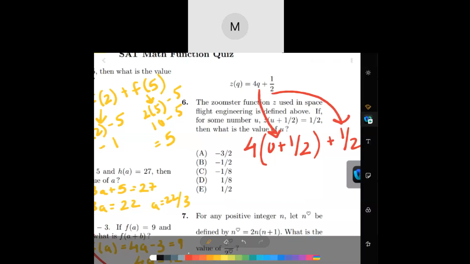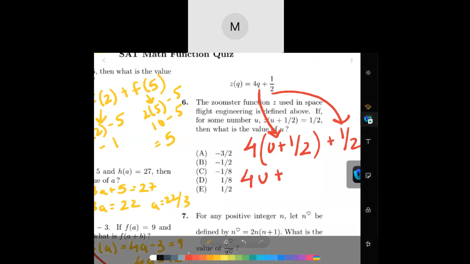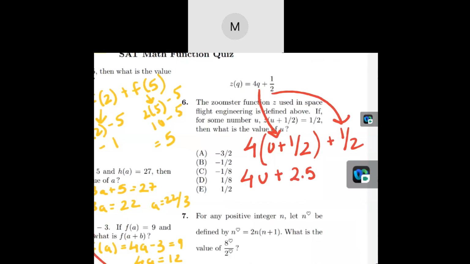If I just expand this, that's 4u plus 2 plus half, which is 4u plus 2.5, and according to the question, it's also equal to 0.5 or a half. I'm going to write 0.5 here. So for u, when I solve it, it becomes -2, or u is equal to a -half. That becomes my answer.